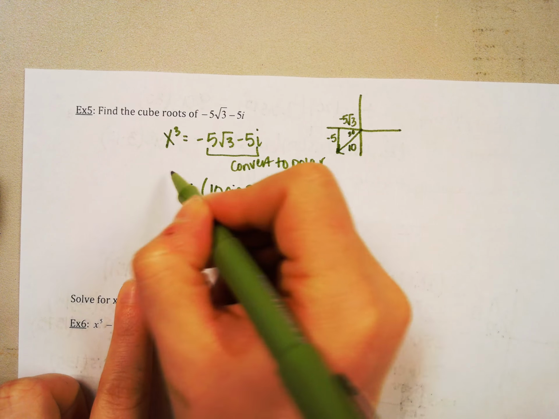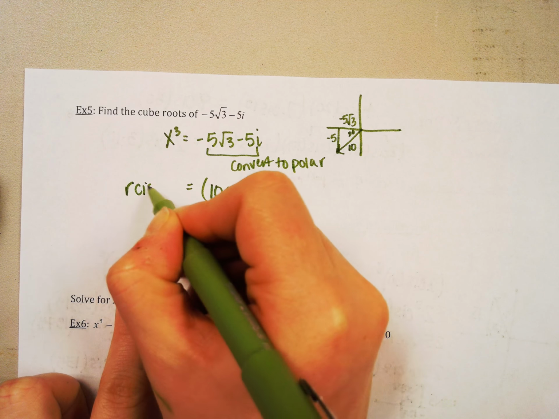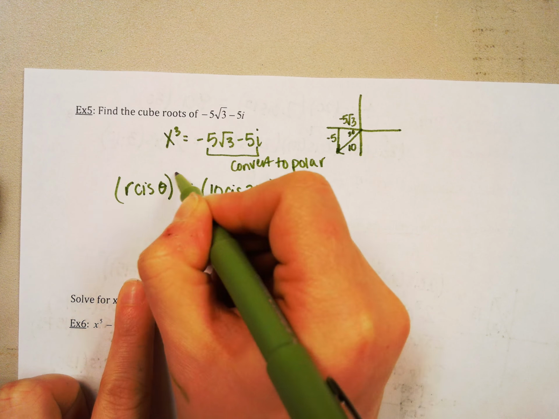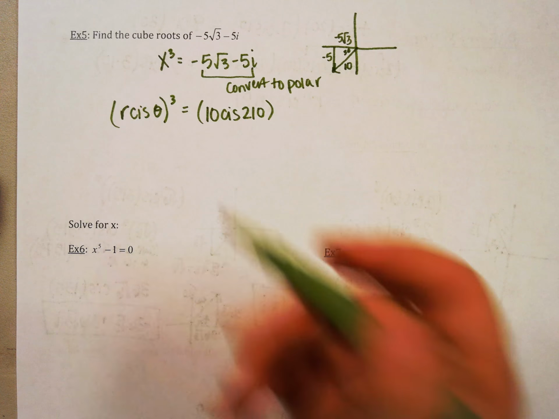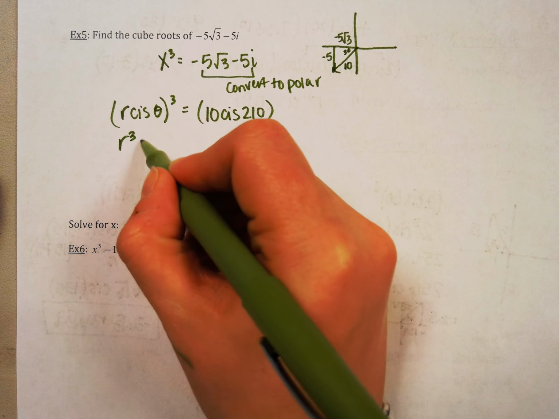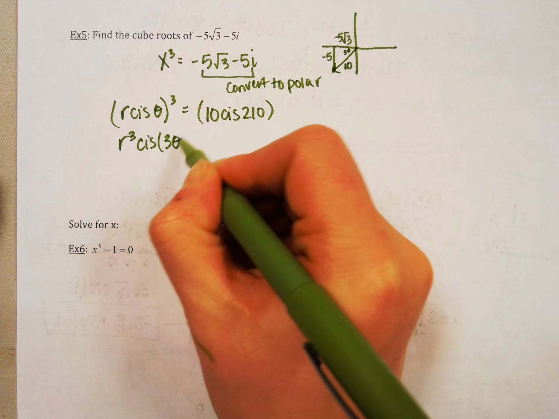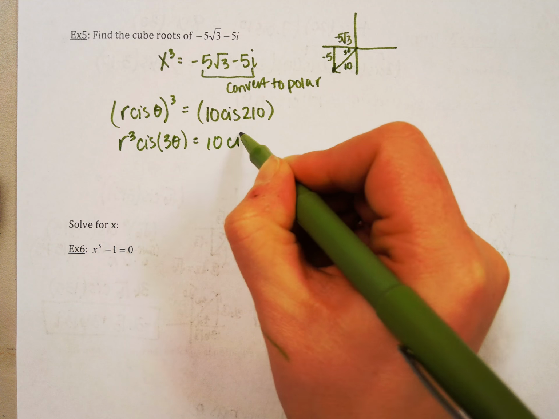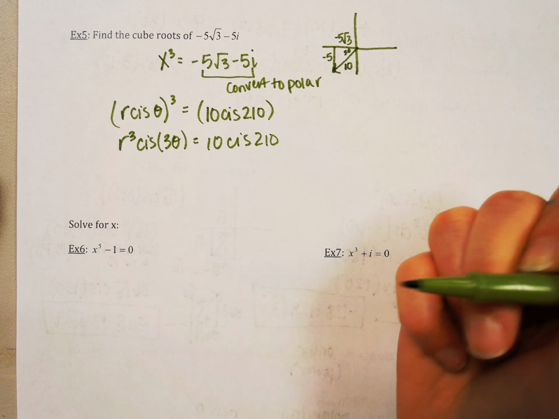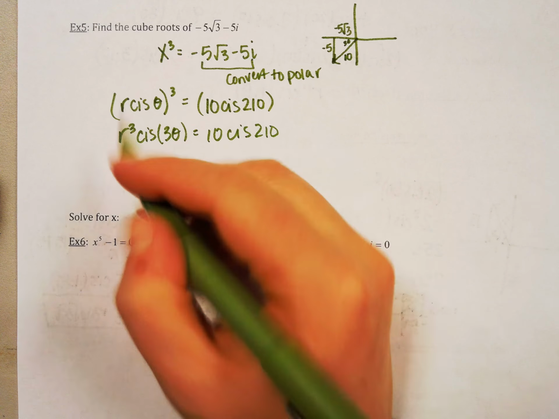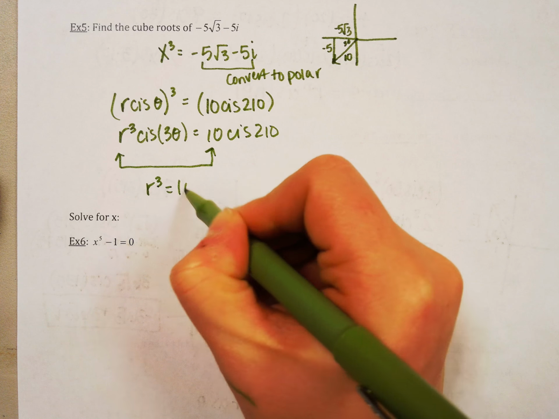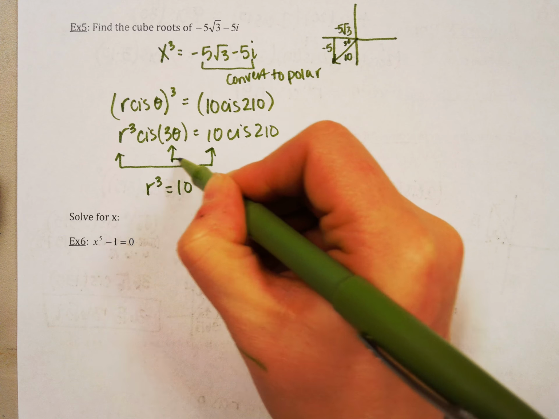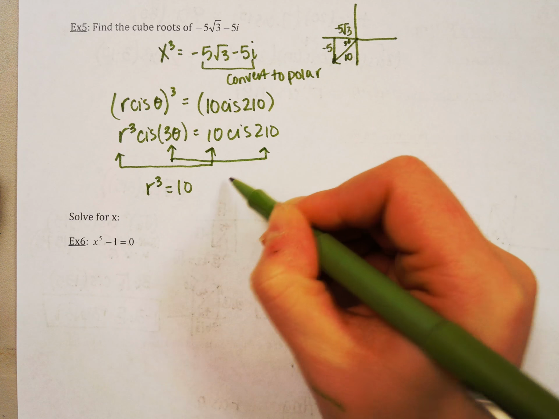And then on this side, when I convert it, it'll be r cis theta cubed. Now we use de Moivre's theorem. So on this side, I'll have r cubed cis 3 theta. I don't know why I put these in parentheses. I didn't need it. And then we set our corresponding parts equal. So we'll have r cubed equal to 10 and 3 theta equal to 210.